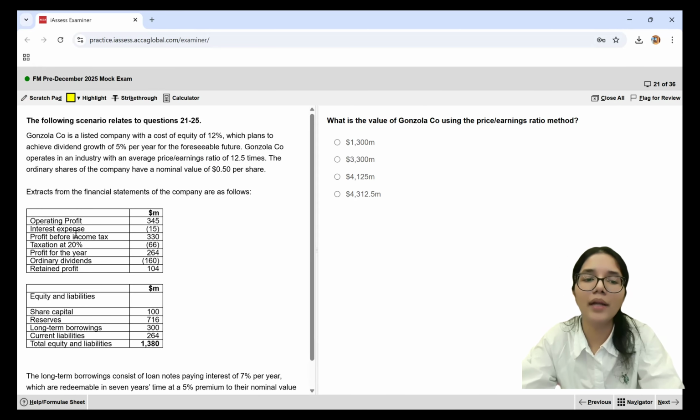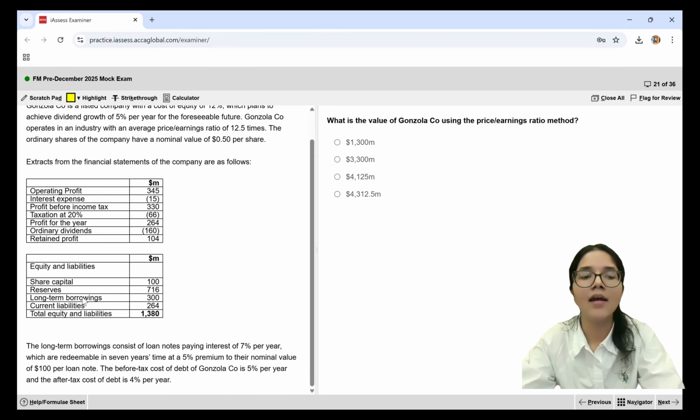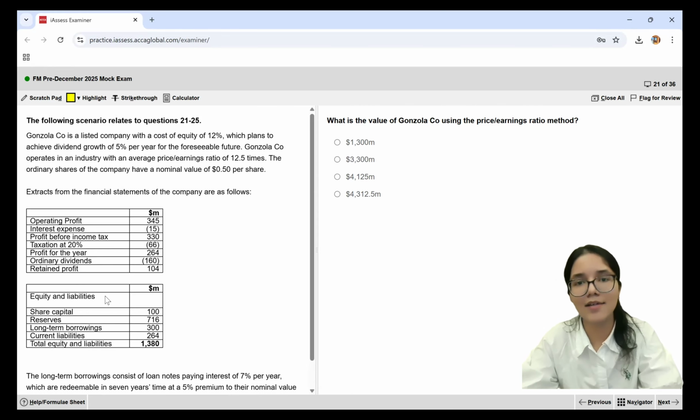So I start off with operating profit, interest expenses deducted. With that, I come to my profit before tax. After I pay taxes, I'm left with a profit for the year of $264 million, from which only ordinary dividends are paid. And within the balance sheet structure that's provided to me, I can also see that there's no mention of any sort of preference shares. So I'll assume that this company does not have any preference shares in its capital. So the PAT is the exact figure which I will take and multiply with the PE ratio.